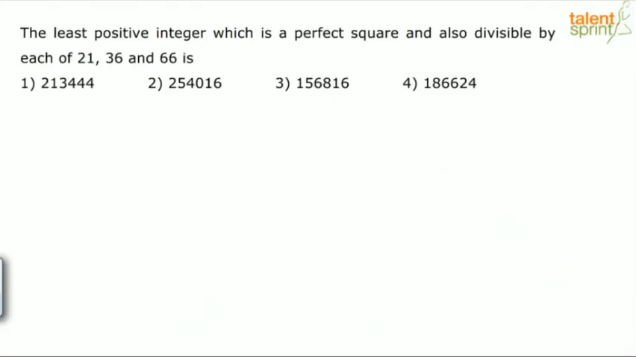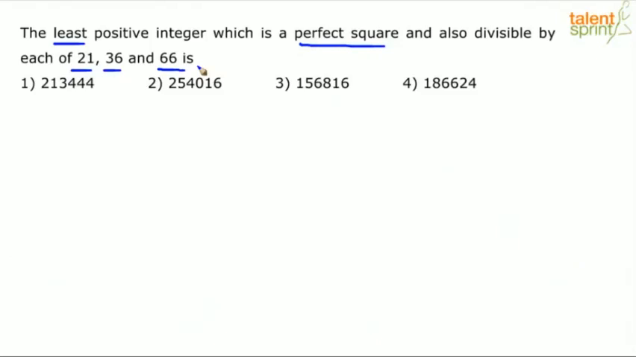Next one from number theory. Interesting question. The least positive integer which is a perfect square and also divisible by each of 21, 36 and 66 is... The least positive integer which is a perfect square, and also divisible by 21, 36 and 66.